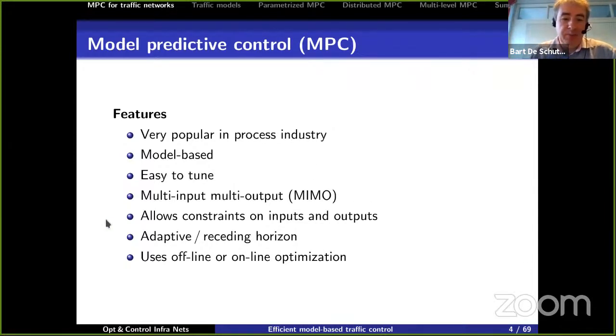And actually, the most important feature is that it allows to include constraints, both on the inputs of your system, the states of the system, and the outputs. And in practice, I will explain the next 2 items in the next slide. So we have a moving horizon approach, and we can use either offline or online optimization. To illustrate the last 2 items, I will first explain how MPC works.